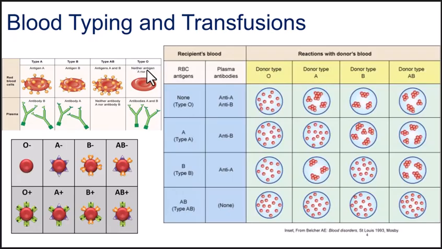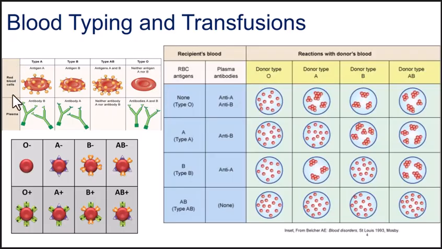Type O blood, on the other hand, if somebody with type O blood needs more blood because they've had hemorrhaging, they have both A and B antibodies, A and B soldiers waiting around in the plasma. So if you give that person A, B, or AB blood, the soldiers in their blood will attack it and cause that agglutination or clumping. So people with type O blood can only accept type O blood for the reasons I just explained.